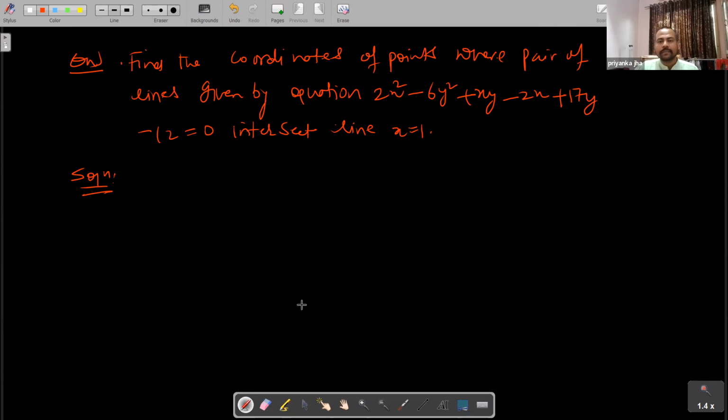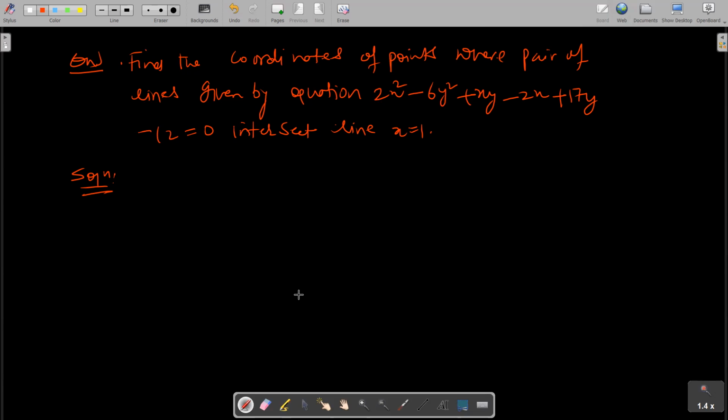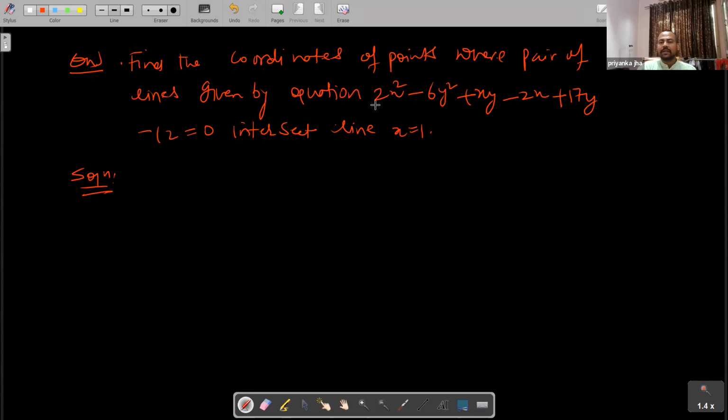Yes. How? So if the line is x equals to 1, then at all points the x coordinate will be 1. So then you just have to substitute x into the equation and find y. Very good. Excellent. See, suppose this general equation represents pair of straight line.